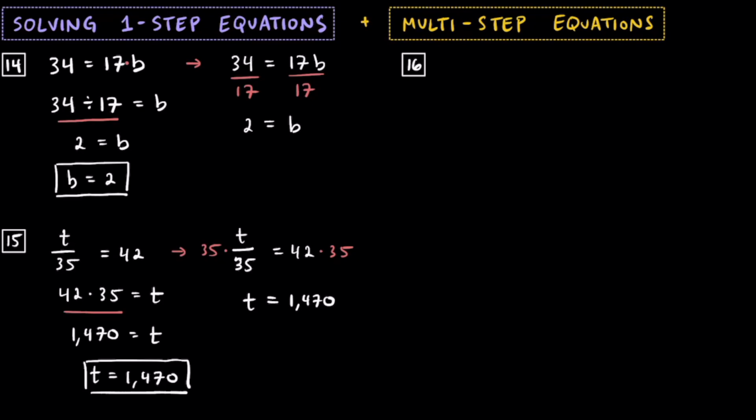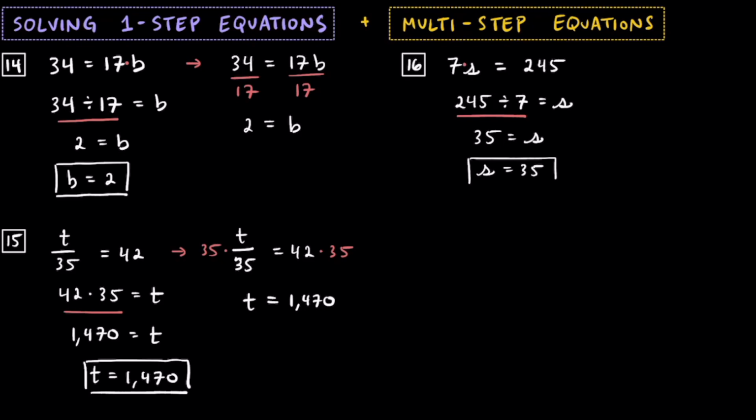All right, for question 16, we have this equation 7s is equal to 245, or 7 times s, right? So one way we can do this is, we know 7s means 7 times s, so if 7 times something equals 245, that must mean that 245 divided by 7 must equal s, right? So what's 245 divided by 7? I think that's going to be 35. So we can say 35 is equal to s, and turn around and say s equals 35. That would be the solution here.